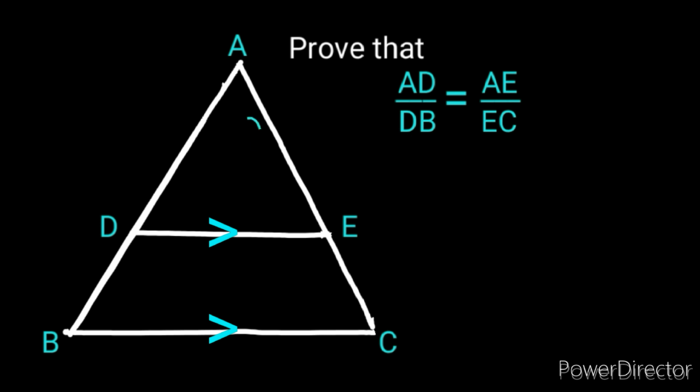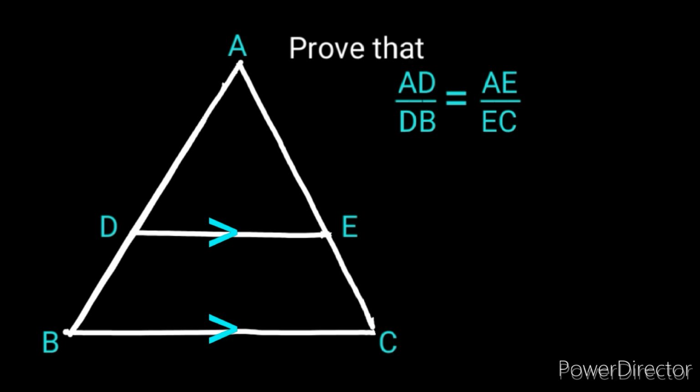Now let's proceed to the theory. Let's talk about how we prove the proportionality theorem. Here is a situation. You're given this diagram and you're told to prove that AD divided by DB is the same as AE divided by EC.